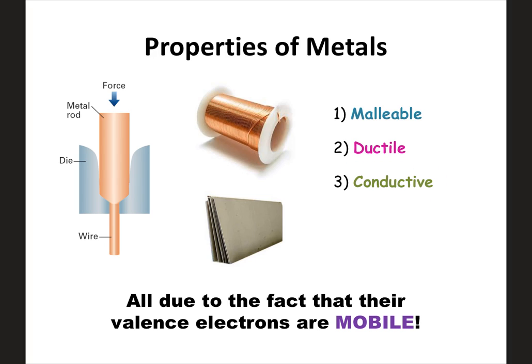Metals are conductive in their solid form because the electrons are free to move. They don't have to be dissolved like ionic compounds. In a solid form, a metal will conduct because those valence electrons are mobile, because they have these free-floating valence electrons.